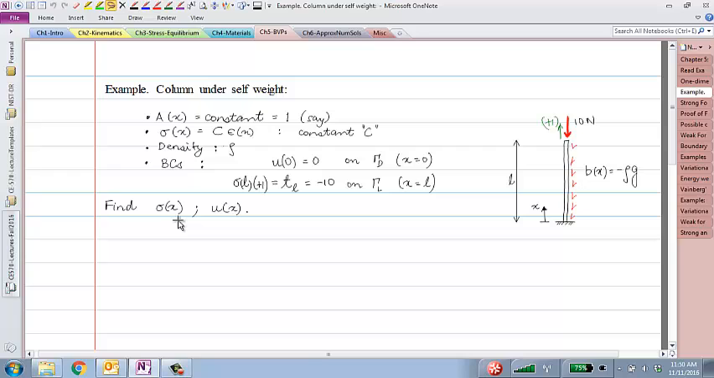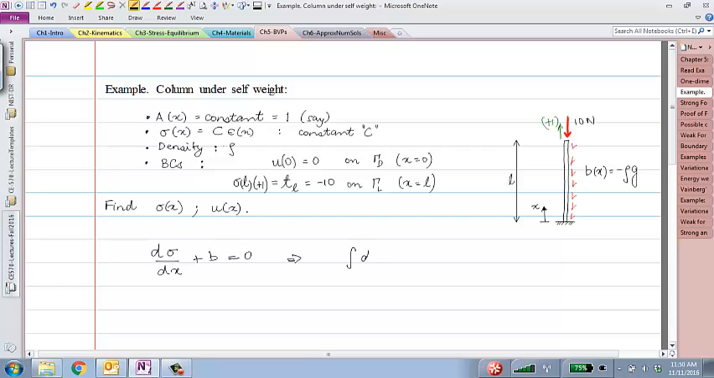Anybody want to get me started on this? How should I proceed in, let's say, trying to find sigma? Going by what Joe said, I am just trying to integrate d sigma dx plus b equal to 0. So if I have to find an expression for sigma, how do I do that? Let's take b to the other side.